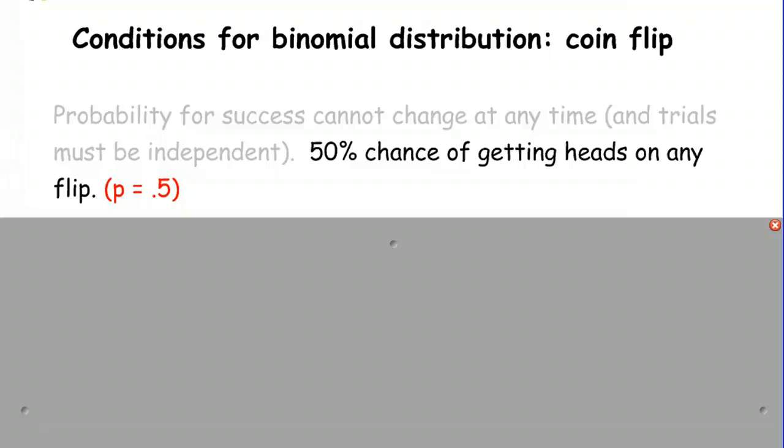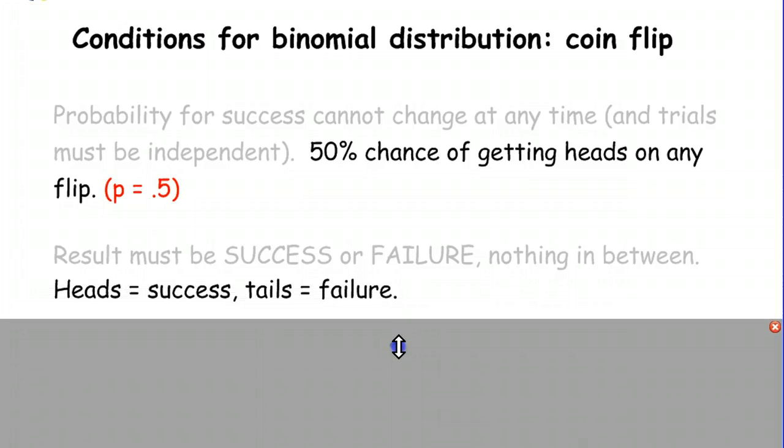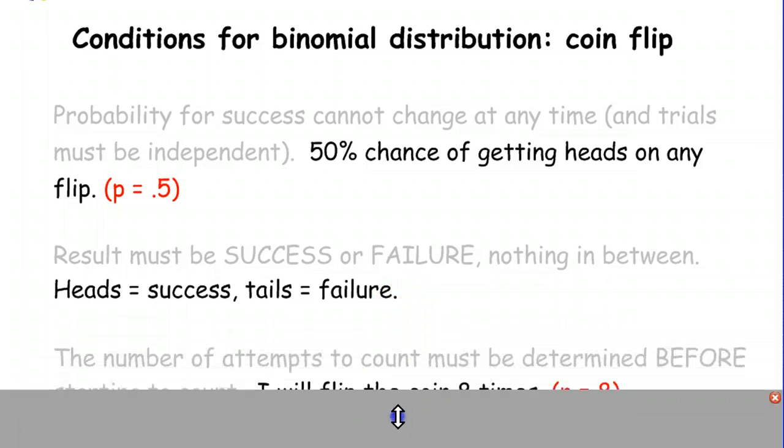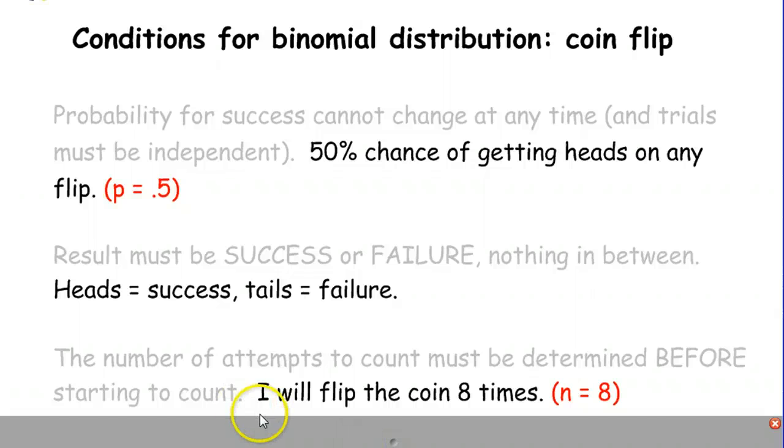Now, if you want to apply this to the coin flip, in the first situation, we would say that you have a 50% chance of getting heads on any flip. So on a single flip, p, the probability of success, is 0.5. And we're going to use p as our probability. Next one, the success or failure. I've decided that heads is going to be success, tails is going to be failure. It doesn't matter, like I said, you just have to be consistent. And then the last one, number of attempts, has to be determined ahead of time. Let's say you're going to flip 8 times. So you're going to take 8 coin flips and you're going to count up how many heads you get.